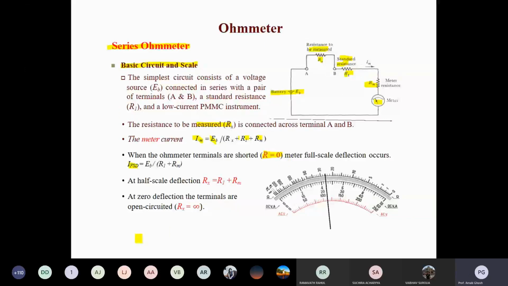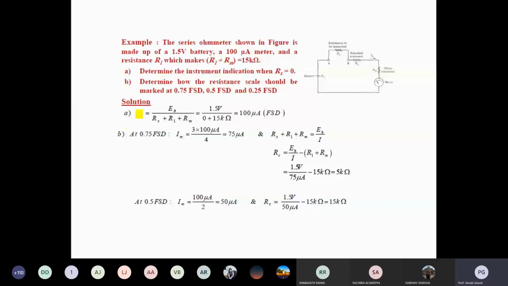Another case, for zero deflection, is Rx equals infinite. Two configurations will be there to scale your PMMC meter. What is your maximum value of current, and what is your minimum value of current? In this zone the deflection will be there. It is predefined, or you can calibrate the entire thing as per the testing method. I think all of you are able to understand the series ohm meter configuration, so you can do this simple mathematics.